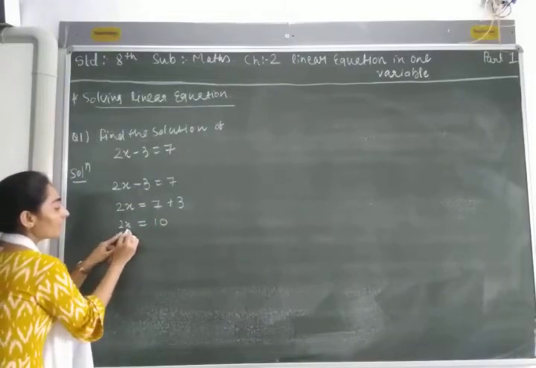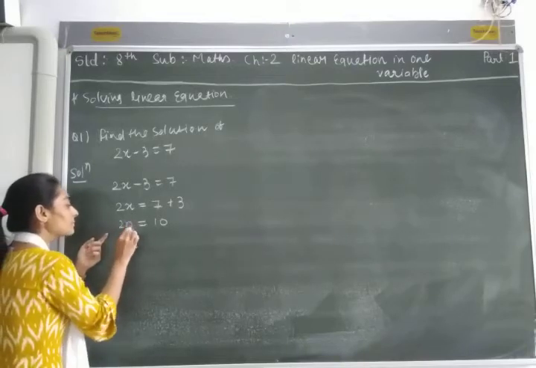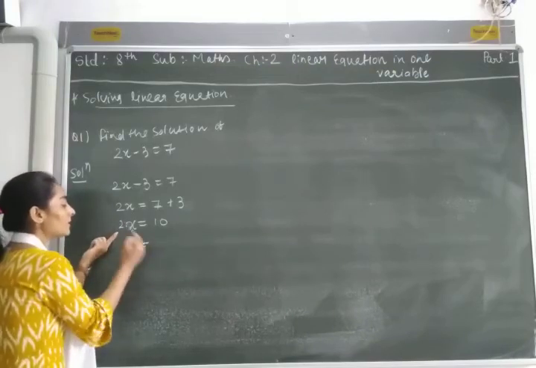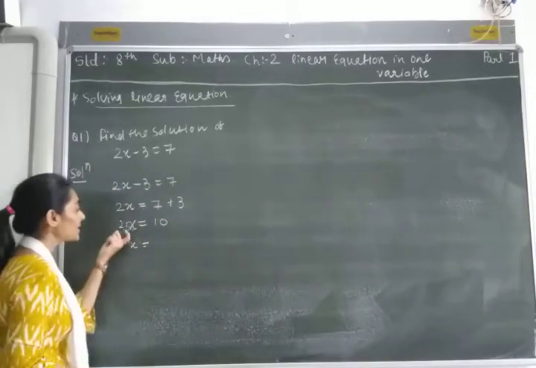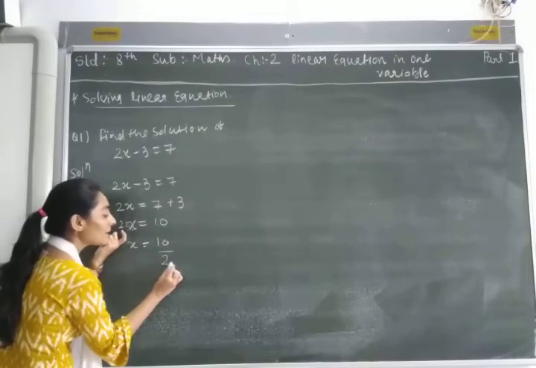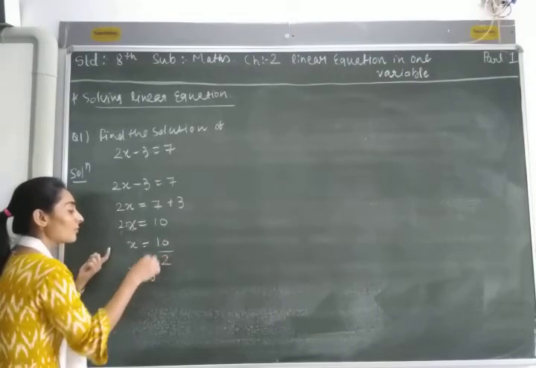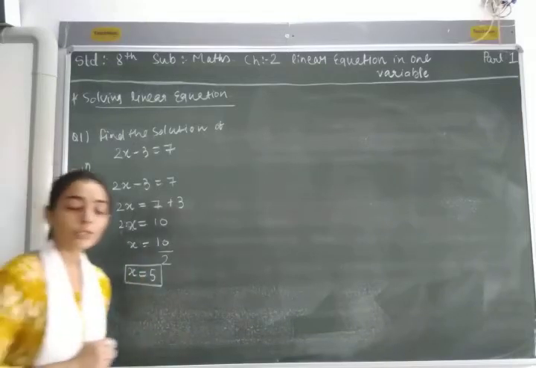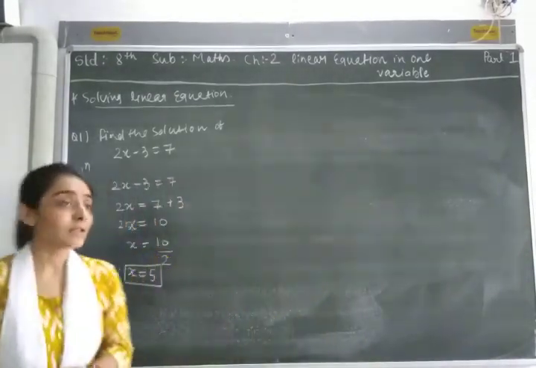Now again, we want only the variable. The coefficient of x is 2. So again take this 2 to the right hand side. It means these two are in multiplication, so this 2 goes into the denominator. So x equals 10 divided by 2, and 2 fives are 10. So I am getting x equals 5. Now let's just check.